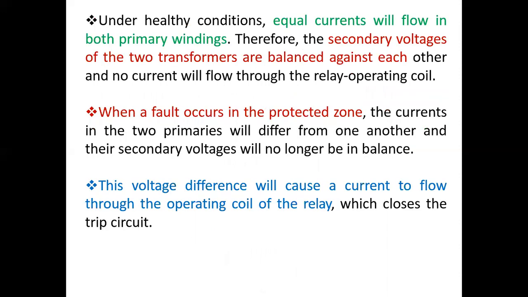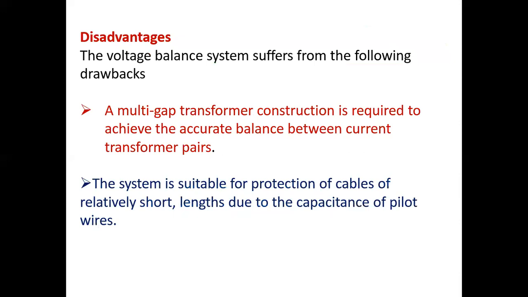Under healthy conditions, equal currents will flow in both primary windings. Therefore, the secondary voltages of the two transformers are balanced against each other, and no current will flow through the relay operating coil. When a fault occurs in the protected zone, the currents in the two primaries will differ from one another, and their secondary voltages will no longer be in balance. This voltage difference will cause a current to flow through the operating coil of the relay, which closes the trip circuit.